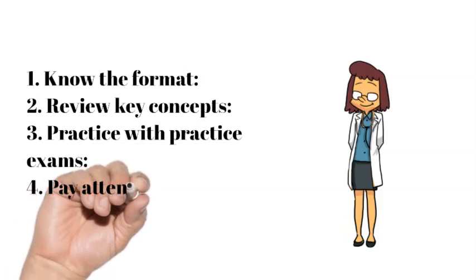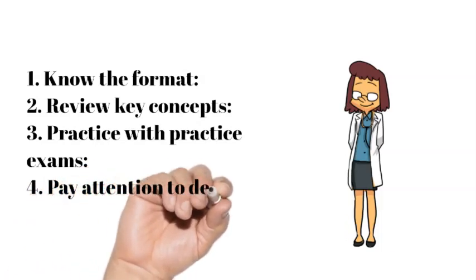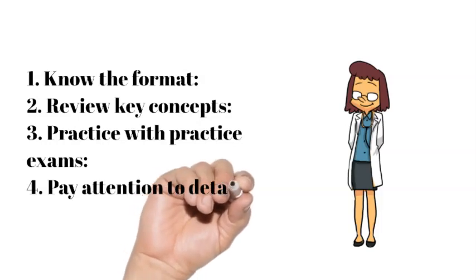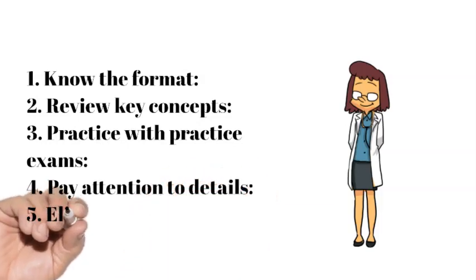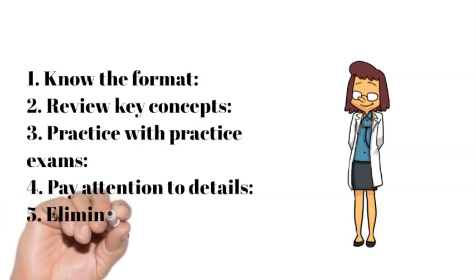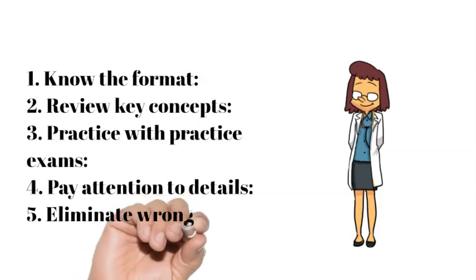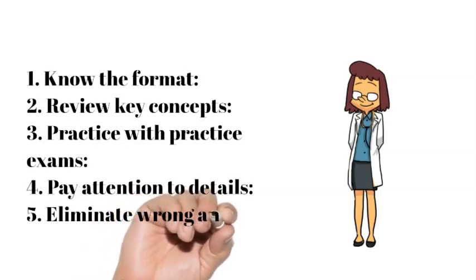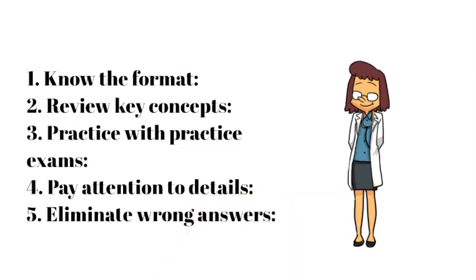4. Pay attention to details. Read each question carefully and pay attention to the details. Look for clues within the question and use context to help you choose the correct answer. 5. Eliminate wrong answers. Use the process of elimination to eliminate answers that are clearly incorrect. This will increase your chances of selecting the correct answer.